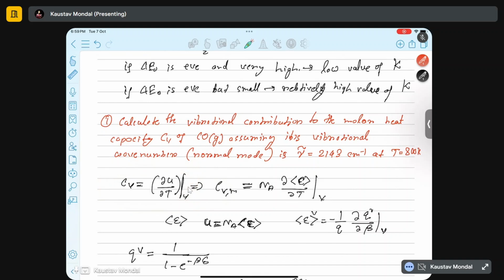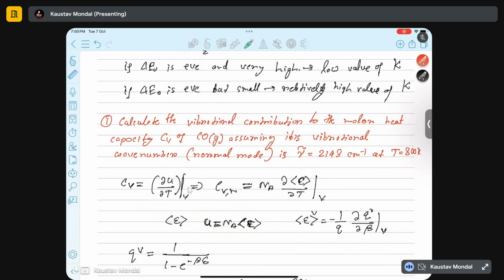Now from here we know that, since it's mentioned that you have to calculate the molar vibrational heat capacity, as we know, the average energy of each molecule is ⟨ε⟩. Then we can write for 1 mole of CO molecules, the total internal energy U would be N_A, that is the Avogadro number, times ⟨ε⟩. That gives you the total internal energy of 1 mole of CO gas. Okay.